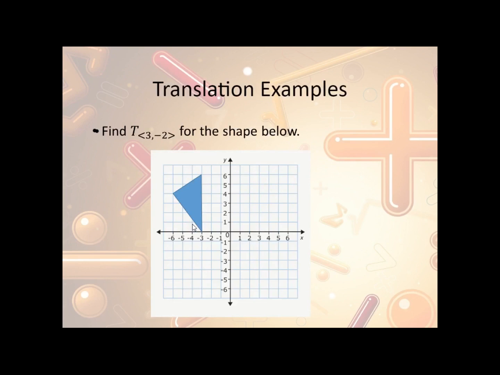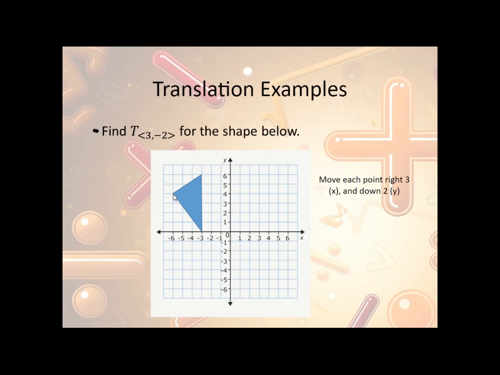So let's look at an example. We want to find T of 3, -2. What we're going to do is take each of the points and move them to the right 3 and down 2, because we're going to have a change of +3 on the x-axis, so everything's going to slide to the right, and then -2 on the y, so it's going to go down 2. So I take each point and slide it to the right 3 and down 2.